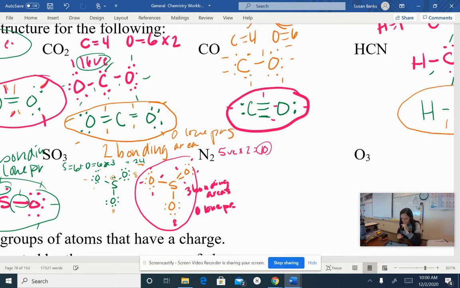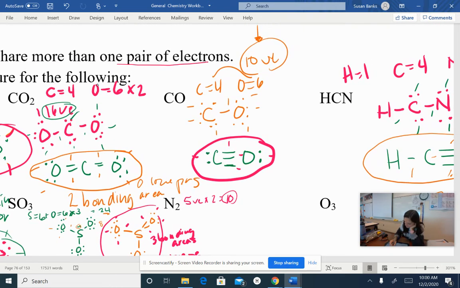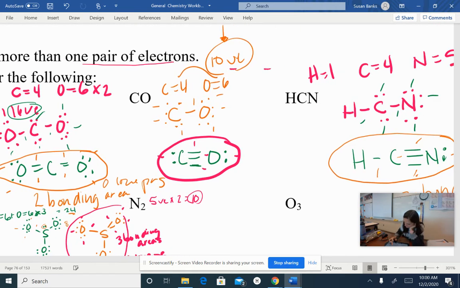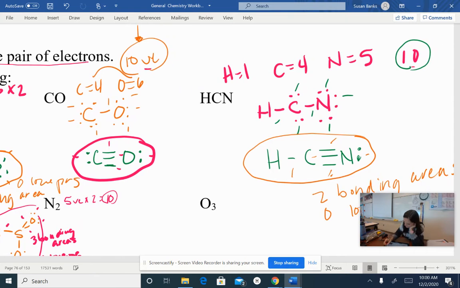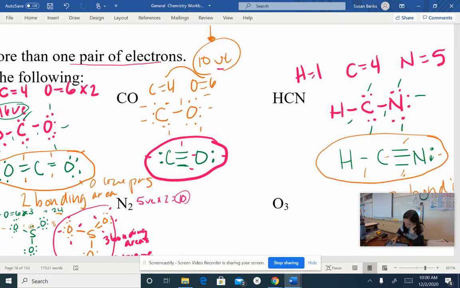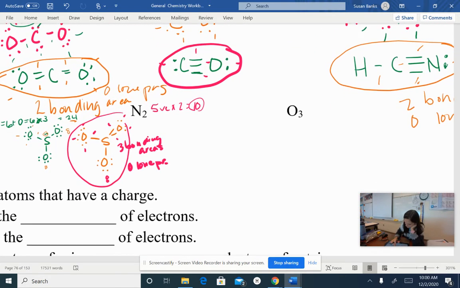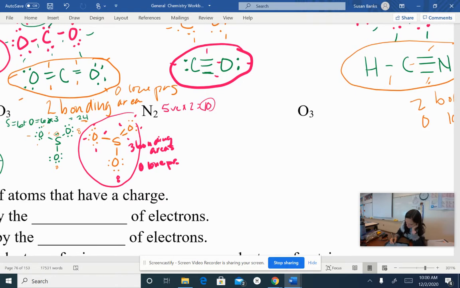Okay, now you should realize that there is a pattern here. Up here we had 10 valence electrons, and over here we also had 10 valence electrons, and we had to put in triple bonds. So let's see, does that pattern hold true? Should we try it? Let's try it. Okay, I'm going to put in that triple bond.